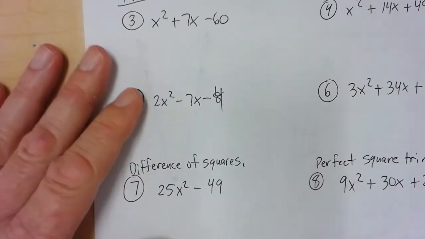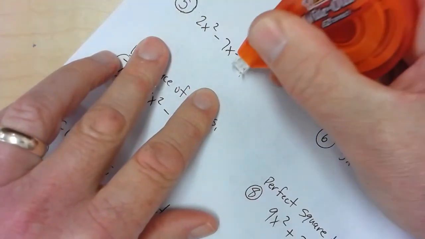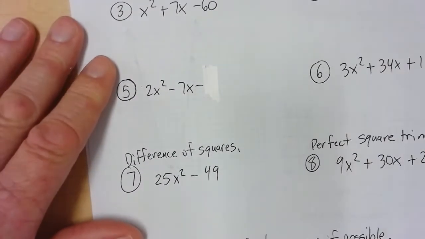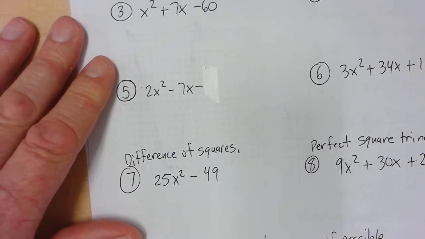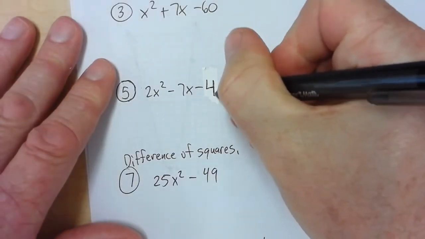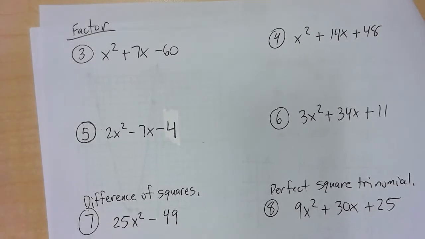Okay, so the next page is all factoring stuff. And when I made this out, question number 5 really needs to be -4. So I'm going to change this to a -4 because it makes the problem actually work. So I'm going to white it out, and instead of just writing over the top of it.